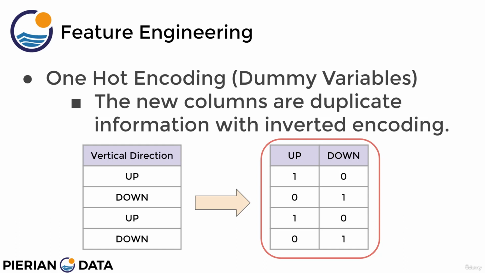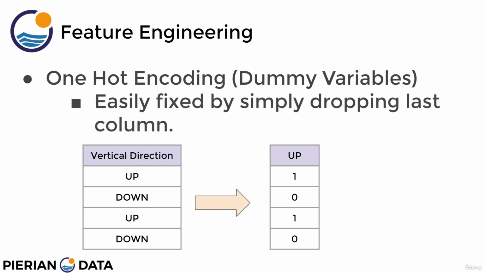So why do I bother keeping the information here from both columns? Because actually all the information can be encoded into one column, because if up is 1, then I already know down is going to be 0. I don't actually need to pass that into my feature set again. So this is easily fixed by simply dropping that last column.